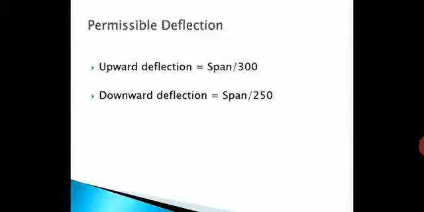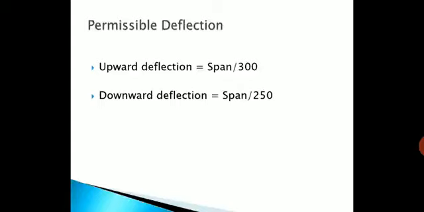Now, the permissible deflection limits in case of PSC for upward deflection are span divided by 300, and for downward deflection is span divided by 250. Now here we can easily compare the deflection limits of RCC with PSC. If you remember, in our 5th semester in the RCC subject, we have studied that the deflection limit for RCC is given by the relationship span by 250 or 20 mm, whichever is the least.